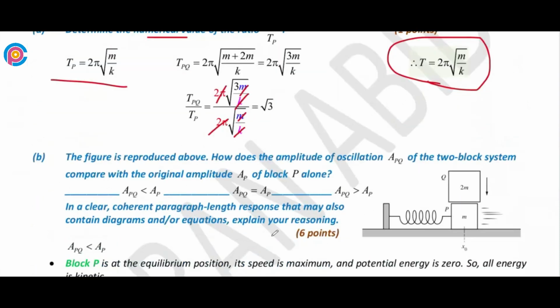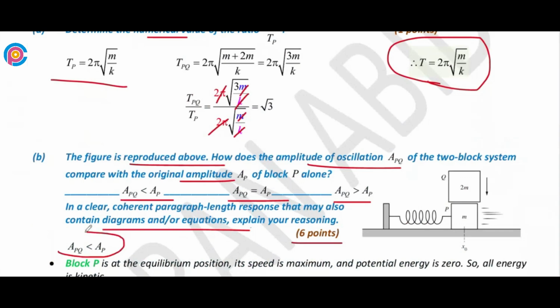Now the next part of the question, the figure reproduced above. How does the amplitude APQ of the two-block system compare to the original amplitude AP? APQ less than AP, APQ equal to AP, or APQ greater than AP. In a clear, coherent paragraph-length response that may contain diagrams or equations, explain your reasoning. This carries 6 points. First of all, APQ is less than AP. This is the right answer.